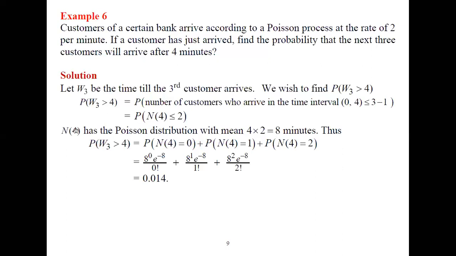Because the time is four, and the lambda is two. Lambda times t is four times two, which will be eight. So the Poisson process will have a mean of what? Eight. So 8^0, 8^1, 8^2. You compute it, and it will give you 0.014.